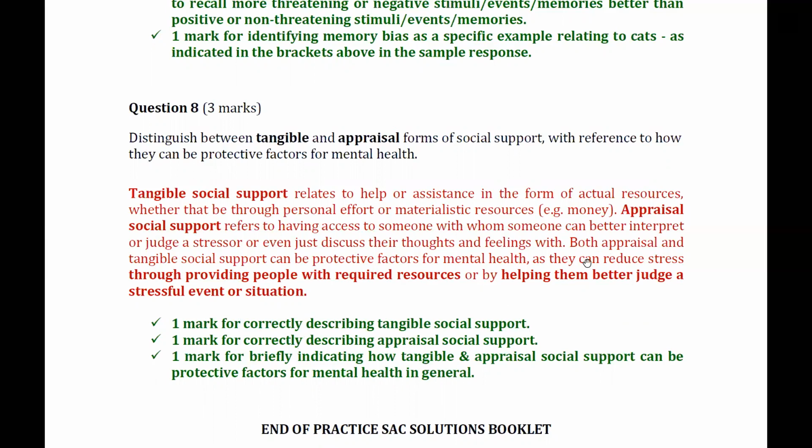Because sometimes we can make things more stressful for ourselves just by overthinking. So having another perspective there is always good. And then obviously you got 1 mark for the correct definition or description of tangible, and 1 mark for the correct description of appraisal social support.